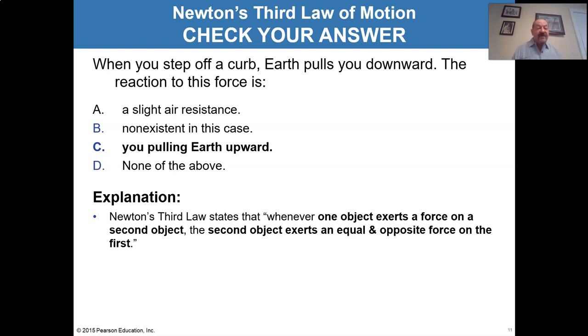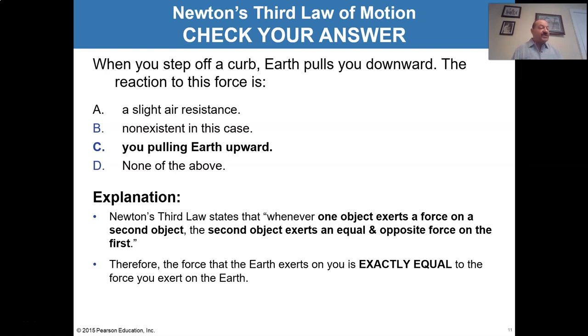If you weigh 500 newtons, in other words, the force of the earth pulling you down towards the center of the earth, your weight is 500 newtons, you are also exerting an exactly identical sized force, just in the opposite direction, pulling on the earth with 500 newtons.